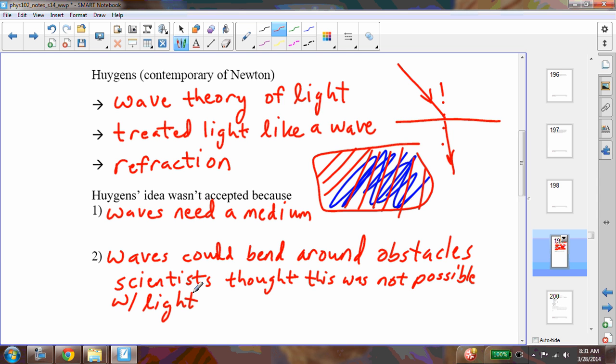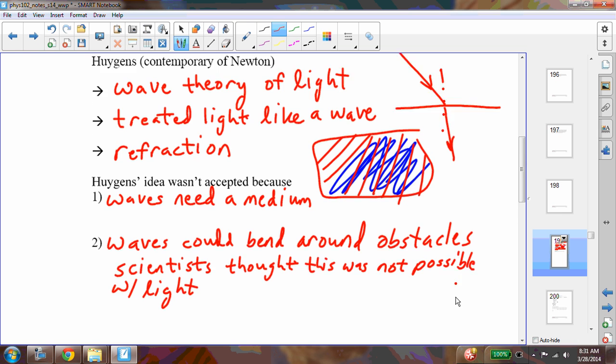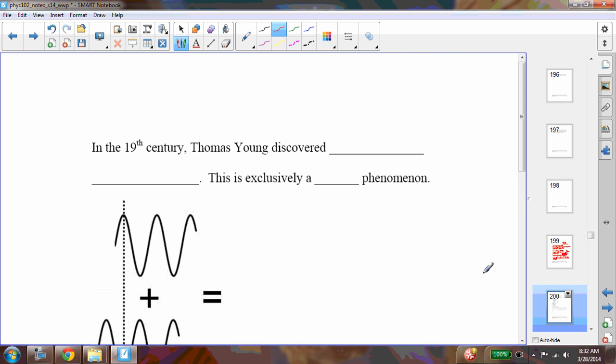And so Newton at the time won out, and light was deemed a particle for a lot of years, until the 19th century, when Thomas Young discovered interference in light. Remember, Newton thought that light was a particle because of the law of reflection, and now Thomas Young discovers interference in light, and this is exclusively a wave phenomenon, and people at the time knew this.